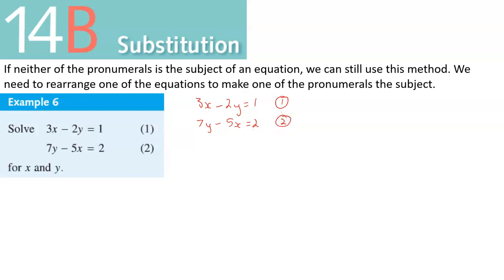Now, I could rearrange either of these and I could choose to make X the subject or Y the subject. It doesn't matter. Sometimes one will be easier than another, but that won't always be the case. I'm going to choose to rearrange equation 1 because it has slightly smaller numbers, and I'm going to choose to make X the subject because that will mean I can add 2Y.